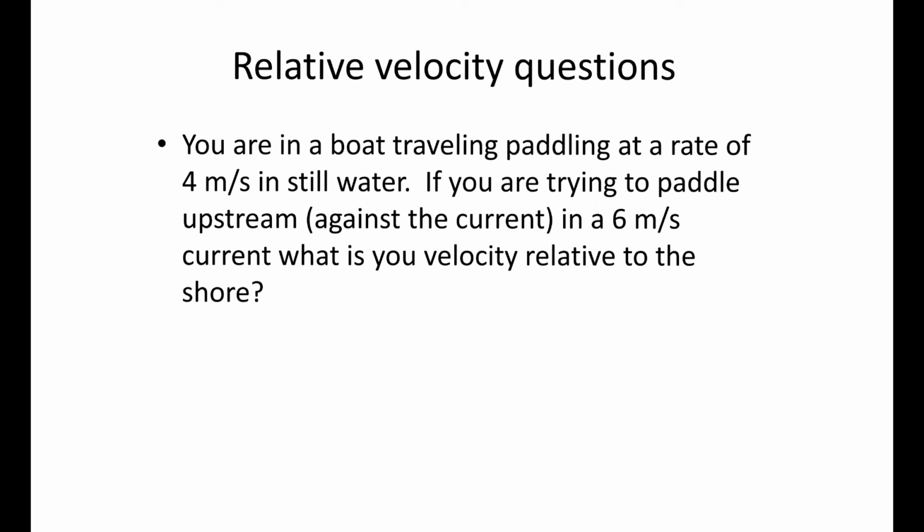Last slide here. You're in a boat paddling at a rate of 4 meters per second in still water. If you are paddling upstream against a 6 meter per second current, what is your velocity relative to the shore? So it's going to be negative 2 meters per second because you're going backwards. Does that make sense?